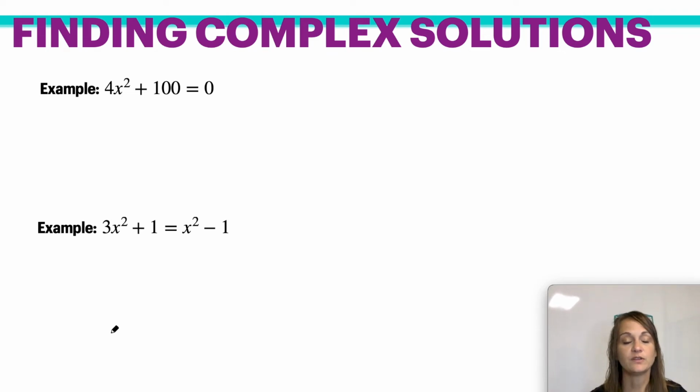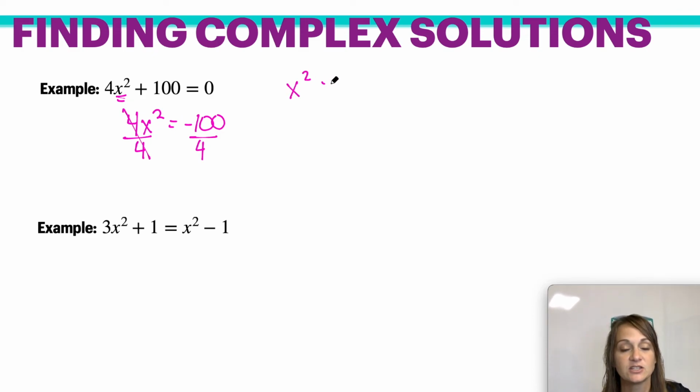Using what we have learned about complex numbers, imaginary numbers, we can now solve equations even if they are not going to have real zeros. For example, this x squared is only in one term, which means we can actually solve for x. So the way we would solve is we would first subtract 100. So we get 4x squared equals negative 100. And now to solve for x, we would divide both sides by 4 because we need to get x squared by itself. Negative 100 divided by 4 is a negative 25.